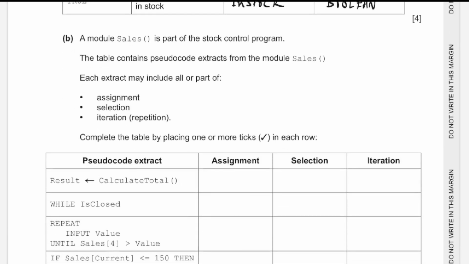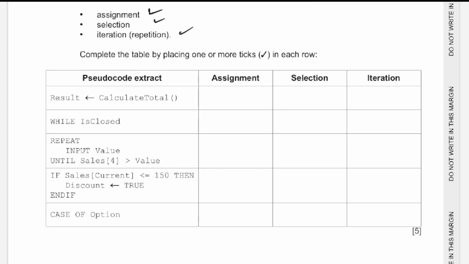Now the part B, module sale, is part of the stock control program. The table contains pseudocode extracts from the module sales. An extract may include all or part of the assignment, selection, and iteration. So we just have to identify the pseudocode extract. The first one is the assignment. The second is definitely the iteration. The third one is also the iteration. The fourth one is the selection, and the fifth one is selection. All right. Although in this if we also have an assignment statement. This is the assignment statement. We also can mark this in this category.